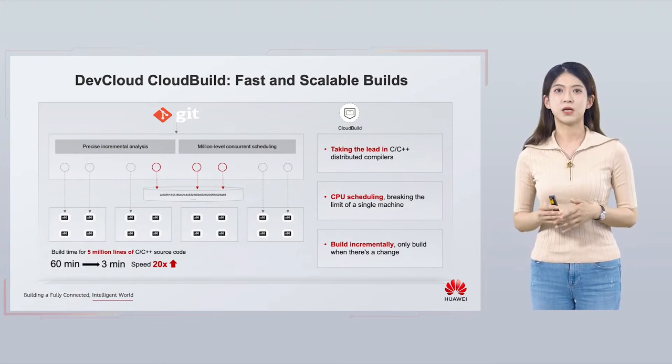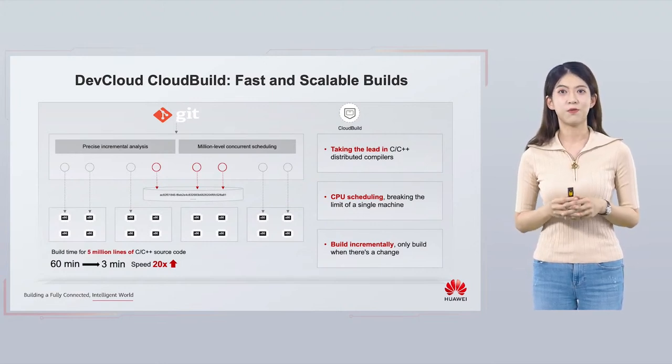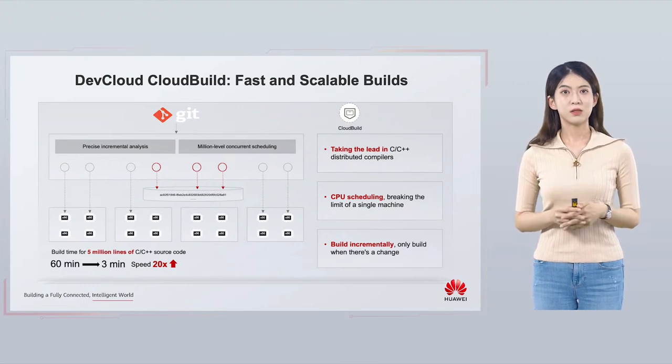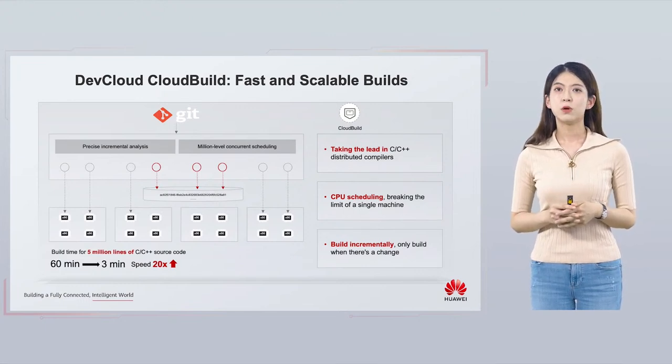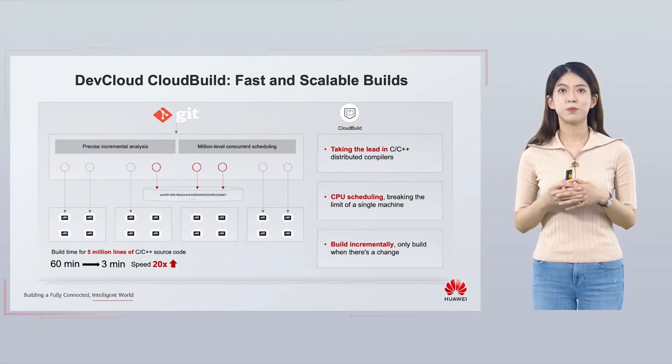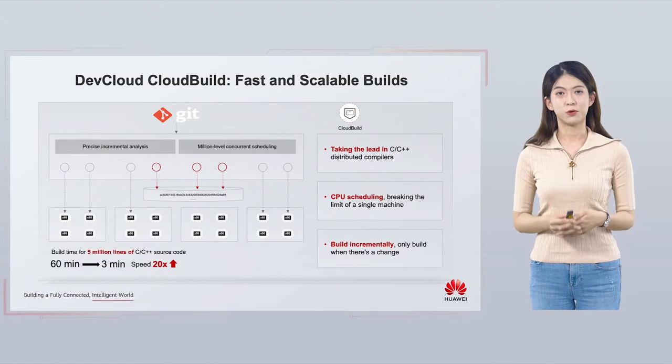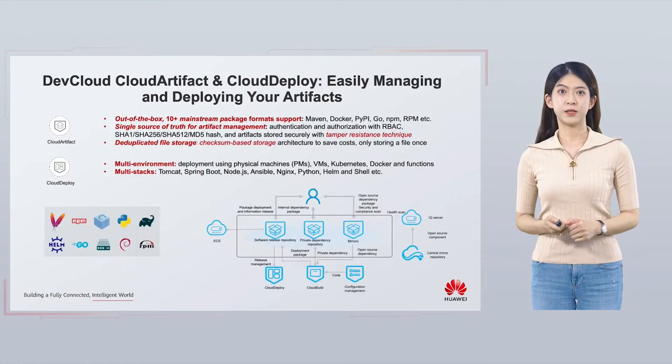From our real-time test, we are looking at a 20 times faster improvement, which is incredible. The build time of the million lines of C++ source code decreased from 60 minutes to 3 minutes. I know most developers are bothered by the C++ build speed, so Cloud Build offers the best solution for you. After the build phase, let's take a look at how DevCloud manages build output artifacts.